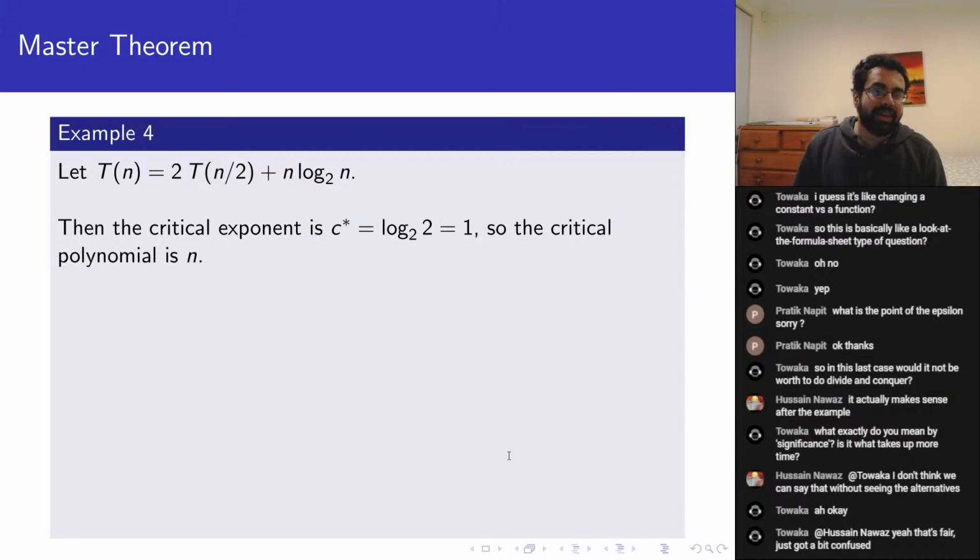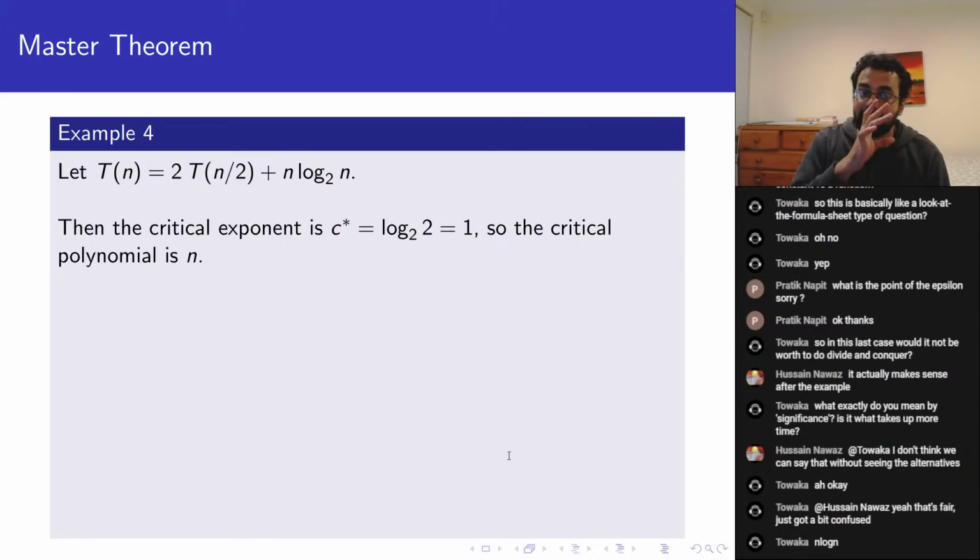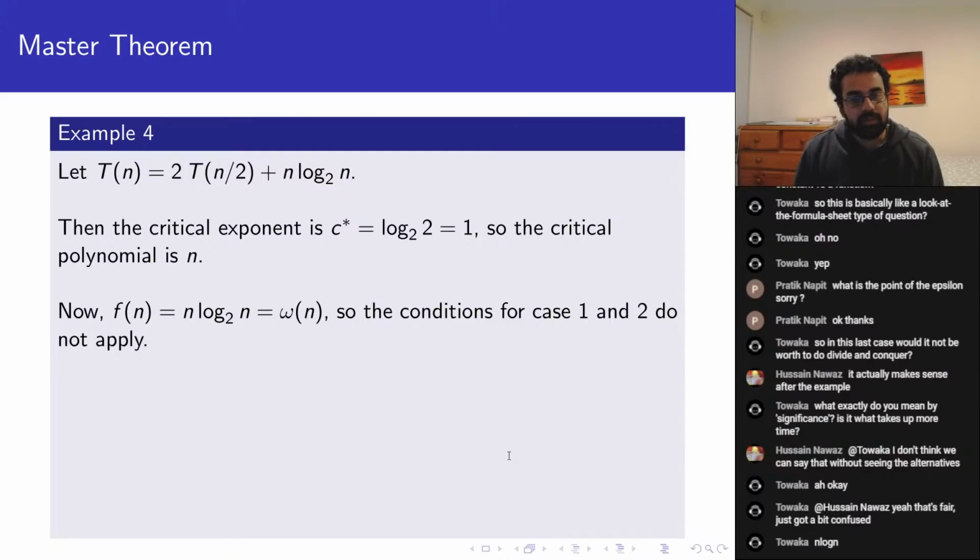Well, certainly the n isn't bigger, right? I can rule out case 1 where the f part is dominated by n. That's not true. And I can also rule out case 2 where they're equal in asymptotic complexity. That's also not true. Fn, which is n log n, does beat out the critical polynomial. It grows asymptotically strictly faster than n. That's what little omega means. It's not bounded above by any constant multiple of n, which means that both case 1 and 2 are impossible. Fn, the last term, isn't dominated by the critical polynomial, nor is it asymptotically equivalent to it. Which means we're only really concerned with case 3.